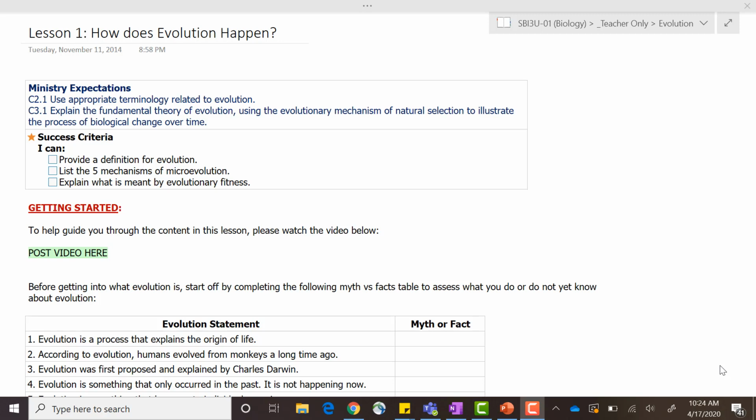Okay, so welcome to your first lesson in evolution, which kicks off our final unit in grade 11 biology. And it's a really good follow-up to our genetics unit because hopefully by now you understand what alleles are. And evolution is really looking at how allele frequencies or percentages can change in populations over time. And you'll see that as a general theme in this lesson.